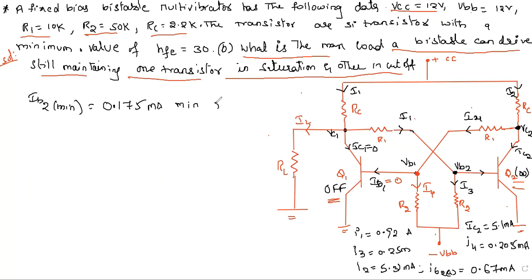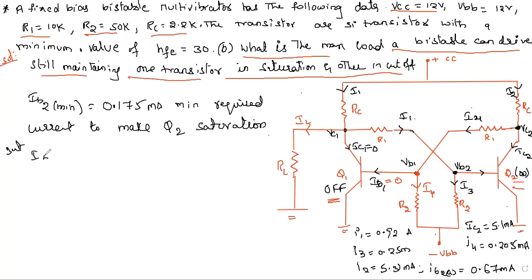That is the minimum required current to make Q2 saturate. But the actual current flowing, IB2 actual, is 0.715 milliamps. Minimum required is 0.175, but actual flowing is 0.715. So we can utilize the extra current to drive this load.